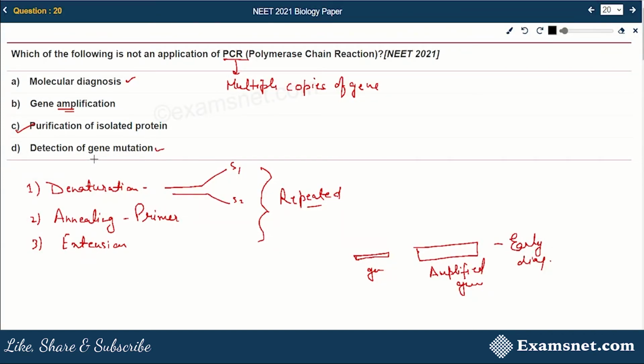But purification of isolated protein is not at all related to PCR, since PCR is involved with nucleic acids or DNAs and not with proteins. So this is an odd option. So this will be the correct option.